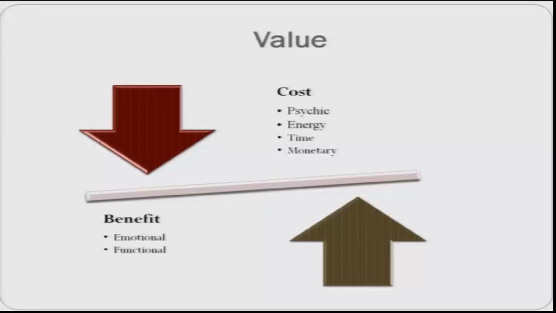Then we also talked about 3 other costs. The first is psychic cost, the mental effort that an individual buyer or a family or whoever is purchasing puts into the purchase process. Then the energy cost, the labor that an individual or buyer puts into the purchase process, and the time cost, the amount of time incurred and the value of that time for that customer. So, these are the components of the cost vis-a-vis the benefit, which comes in the form of functional and emotional benefit.